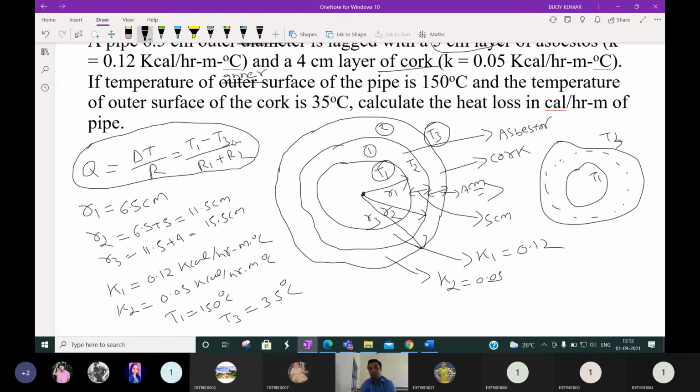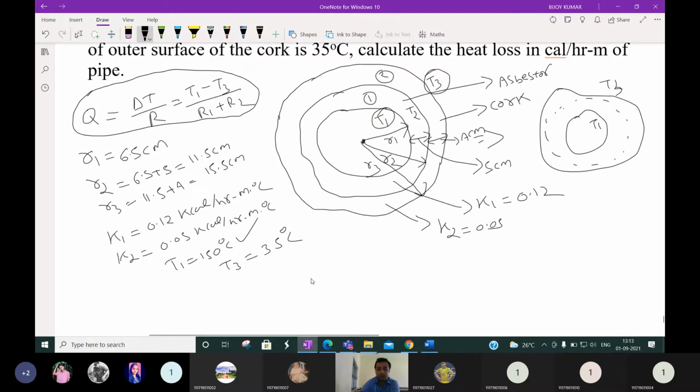T1 and T3 are required. First, delta T by R. Delta T is nothing but the surface temperature difference, this is T1 minus T3. T1 is given as 150 degrees centigrade. So Q is equal to (T1 minus T3) by (R1 plus R2).